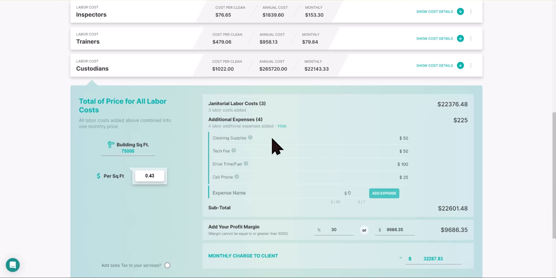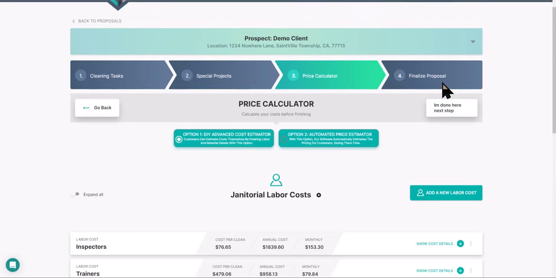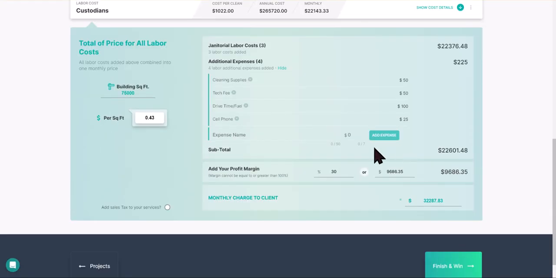So you would need your cleaning supplies, obvious. Technology fee. This is going to cover things like your accounting program, Clean Proposals. Maybe you're using something for quality control. You want to pass on those expenses to your customer. And if you learn how to embed videos in your proposals, which you can do with Clean Proposals, you can explain that to your customer. Drive time and fuel. This is getting really costly these days, and a lot of us don't account for it. So make sure that you have your cost breakdown there.